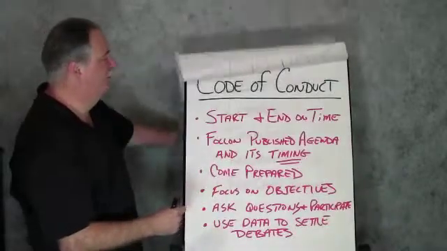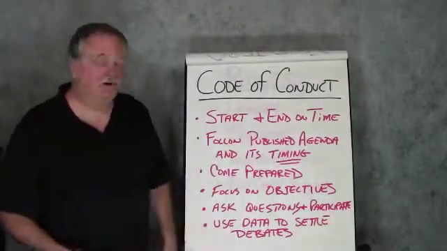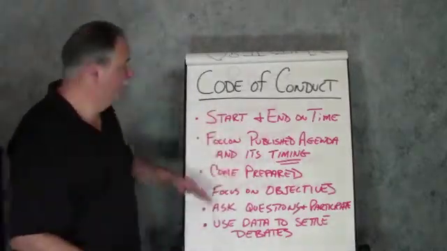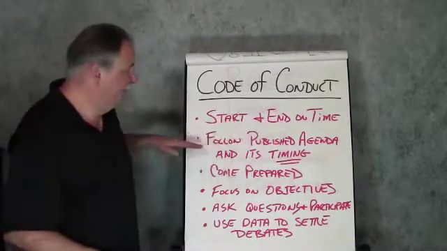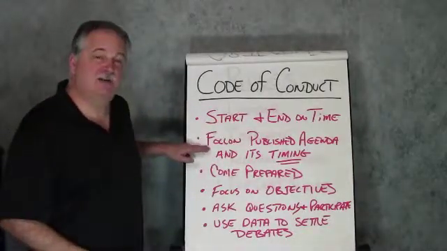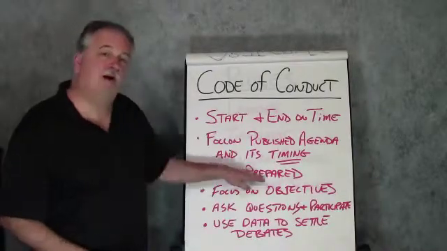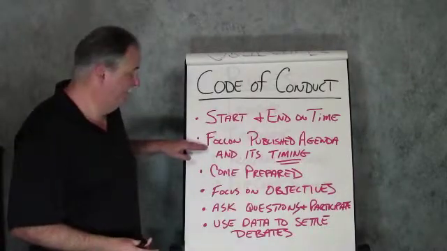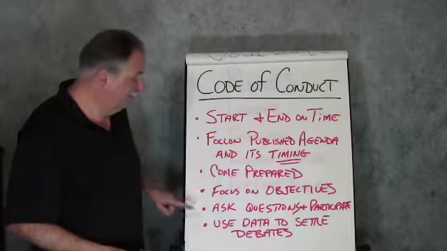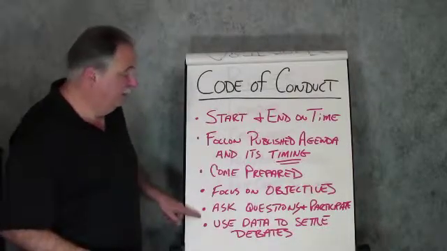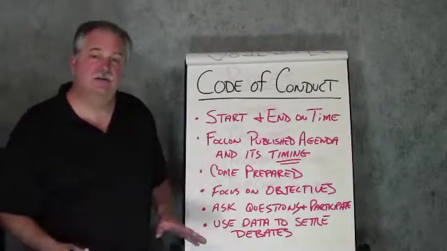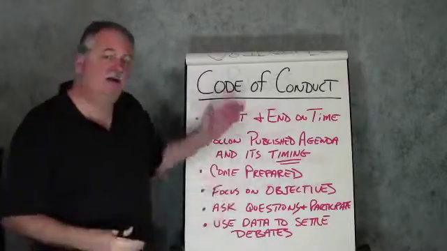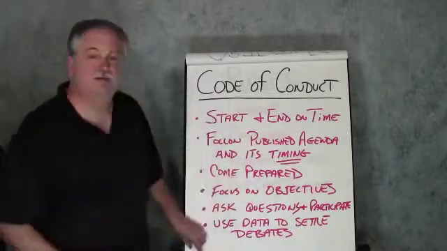So one thing that's going to help you is to have a code of conduct. How are you going to work and play together as a group, as a work group, as a team? Start and end on time. Follow the published agenda and its timeline. Come prepared. Come to the meeting with everything you're going to need because you've already seen this published agenda ahead of time. Focus on the objectives for the meeting. Ask questions and participate. And use data to settle any disagreements, or if there are any debates. All right, so that's the code of conduct. Now you could add some other things in here as well, but this is an initial set that should get you started.